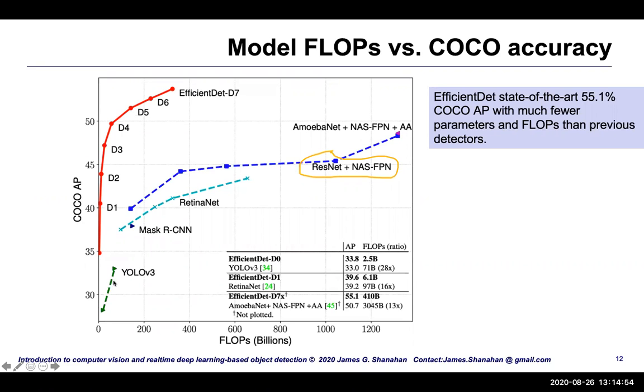So this is the YOLO family here, and we can see that YOLO has mAP performance that's down at the lower end here in the 30s, whereas our EfficientDet detector that we just talked about previously is up here in the mid-50s.